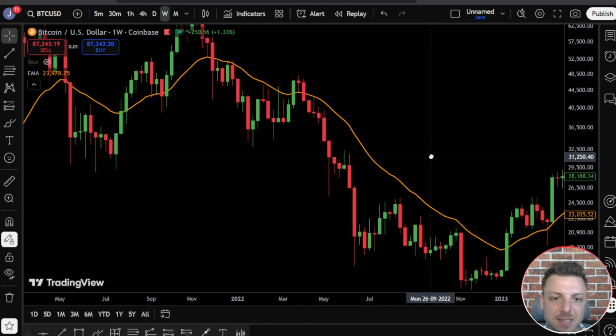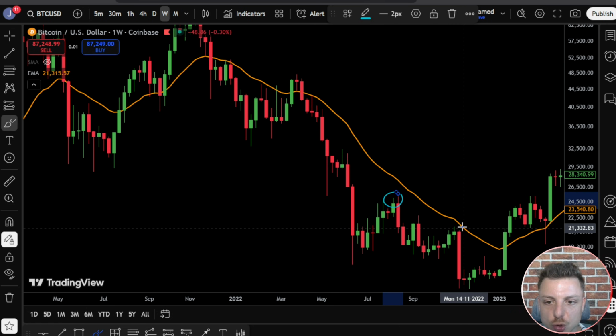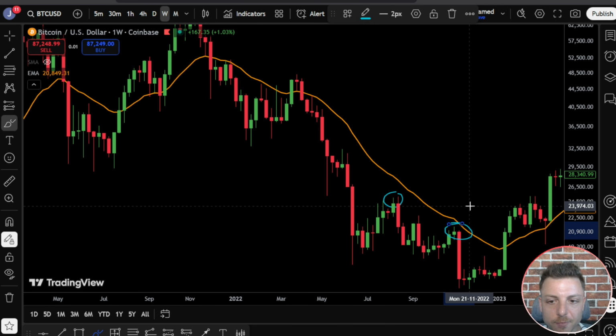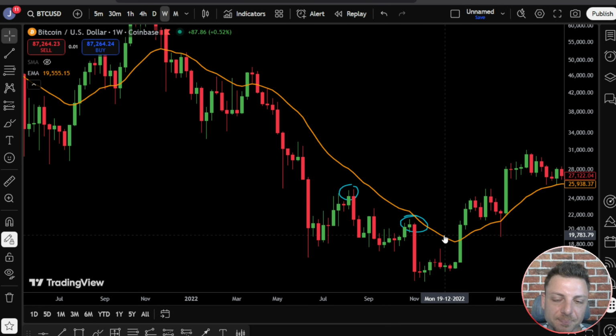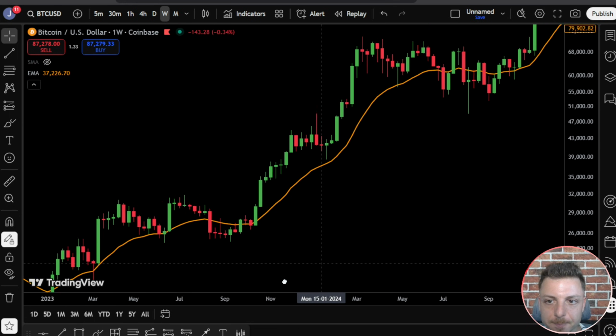Where do you look for shorts? Anytime price comes back close to the EMA. Even here, we had a perfect short position. Right through here, we had a perfect short position. And then eventually, the trend will change, and then we can look for longs to the upside.